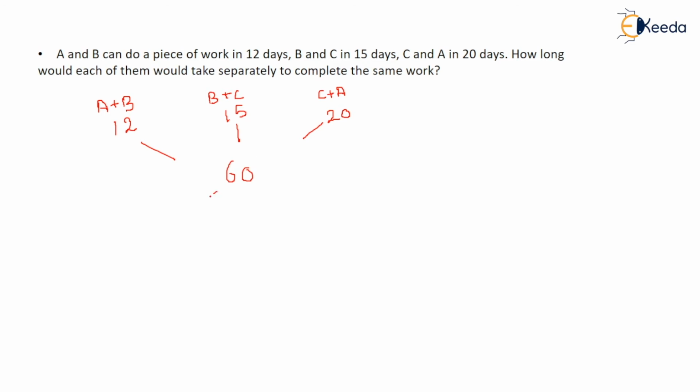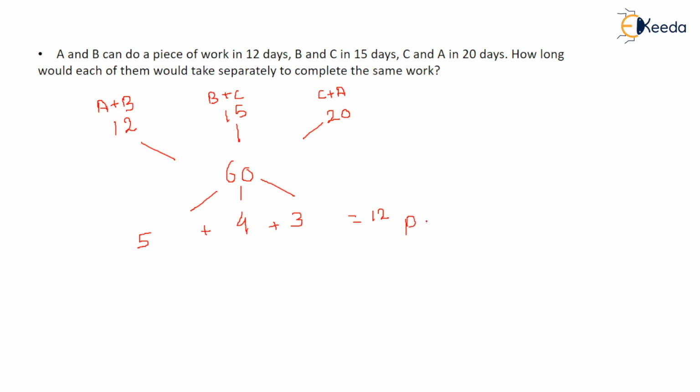60. What that implies: A plus B, right? 5 pages per day. B plus C, right? 4 pages in a day. And C plus A, right? 3 pages in one day. So together, how many pages are they writing? 5 plus 4 plus 3. What does that come out to? 12 pages.